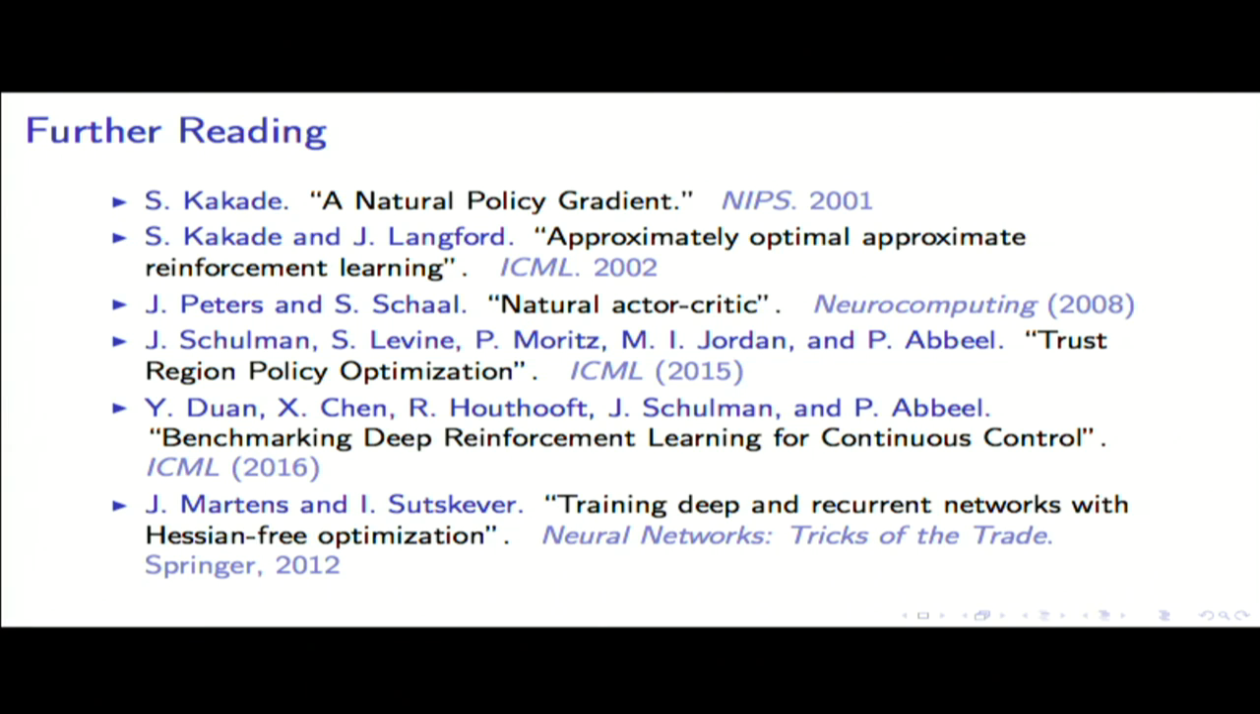Also, this idea of using conjugate gradient to optimize neural networks has been used elsewhere in the deep learning literature. So this paper, Training Deep and Recurrent Neural Networks with Hessian-Free Optimization, gives a good description of a lot of the tips and tricks there, and they have some nice practical advice.